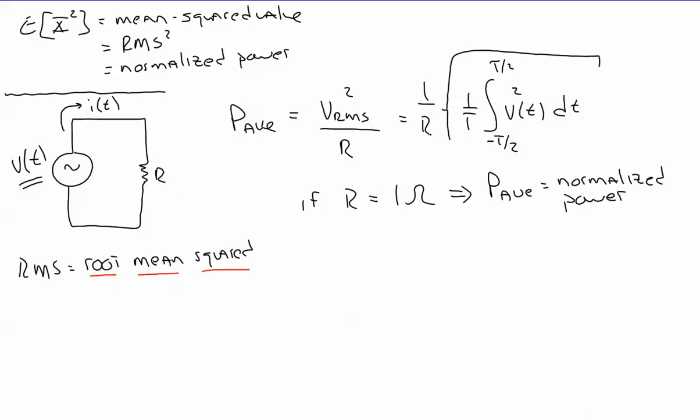If R is a 1 ohm load, my average power is what we call the normalized power, sometimes designated P sub n. All right? So look what we have here. The normalized power is just the RMS value squared. All right? Let's look at the second moment.